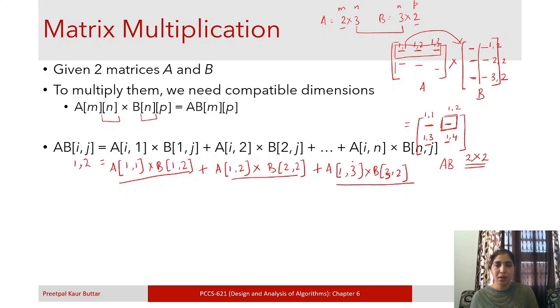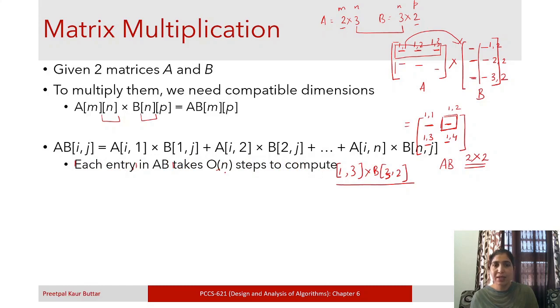Now each entry in AB takes order of n steps to compute, right? So this single entry, how many steps did it require? It required 3 steps, right? 1 comma 1 with 1 comma 2 was the first step, the second step was 1 comma 2 with 2 comma 2, and the third step was 1 comma 3 with 3 comma 2. Okay, so in total there were 3 steps. And where did it come from? The 3 came from the value of n.